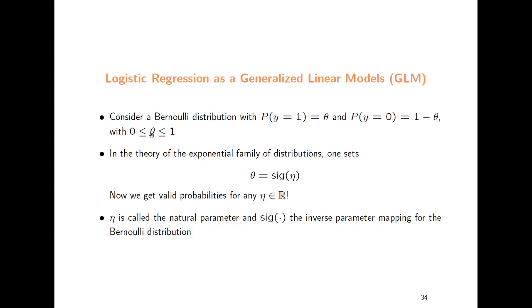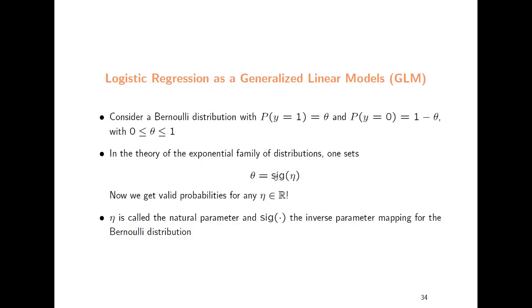And this is sort of an awkward constraint, no? Because if you do gradient descent, how do you take care that this theta doesn't become less than 0 or larger than 1? So there's this sort of trick in the theory of the exponential family of distributions. We just say this theta can be written as a sigmoid of eta. And then eta can be any number between minus infinity and infinity, because the sigmoid always squashes it between 0 and 1.